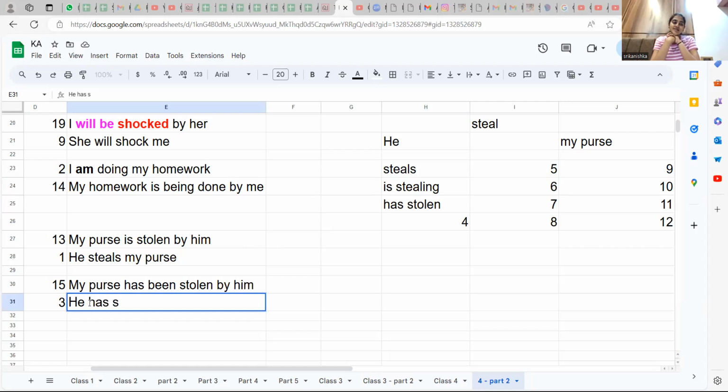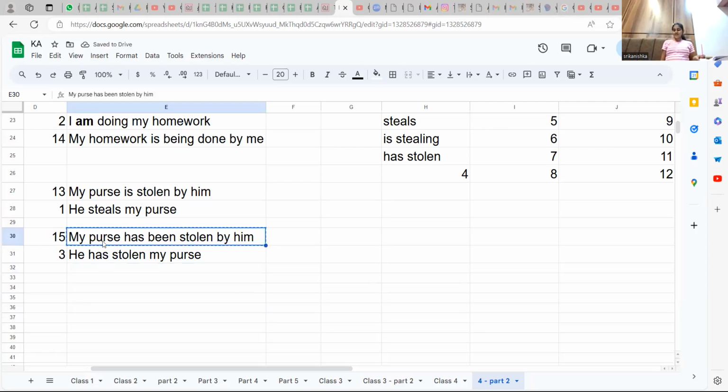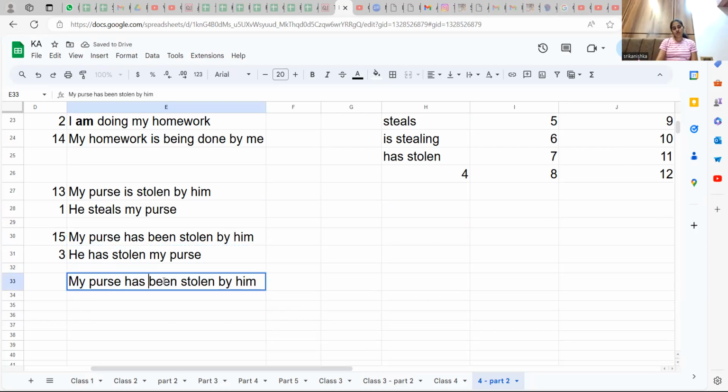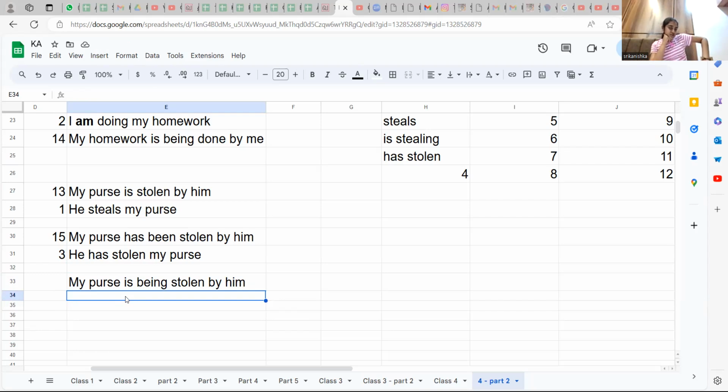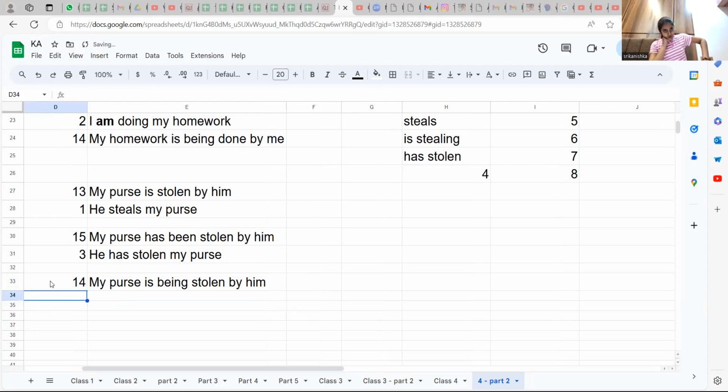This is the present perfect, right? Now let's look at it. I'm going to change it slightly. All right. Here you go. My purse is being stolen by him. Easy. Now that we have done the groundwork, it should be easy. The number 14. Correct. Change to number 2. Super.